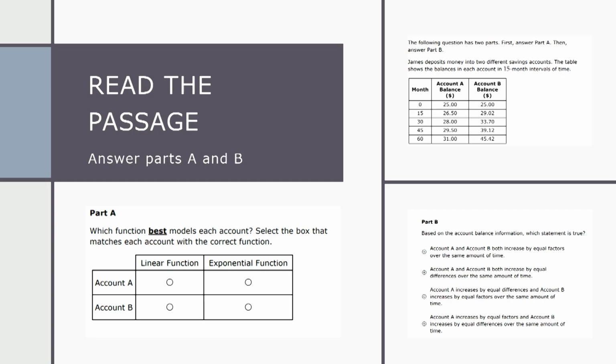The following question has 2 parts. First, answer part A, then answer part B. James deposits money into 2 different savings accounts. The table shows the balances in each account in 15-month intervals of time.